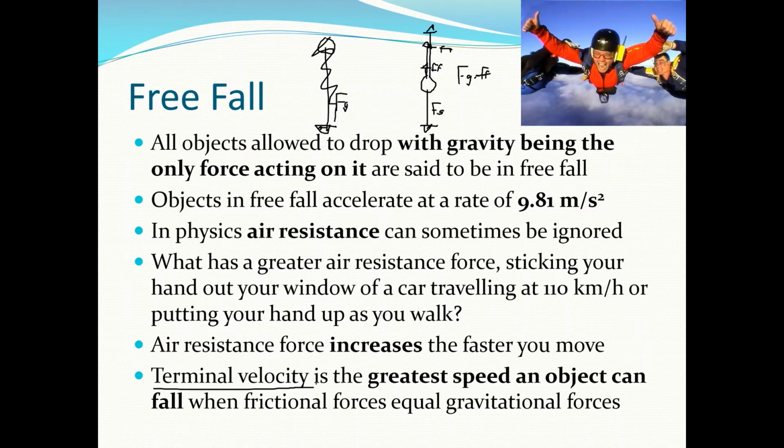So the reason that my paper takes longer to hit the ground is that it hits terminal velocity really quickly. If we have a lot of friction and not a very big mass, not a big force of gravity, it reaches terminal velocity almost instantly. While the more aerodynamic ball doesn't have as much friction, so it doesn't reach that terminal velocity. So terminal velocity is the greatest speed an object can fall when your frictional forces equal your gravitational forces. If you jumped out of a plane, initially you'd be accelerating, but at a certain point you would stop accelerating.